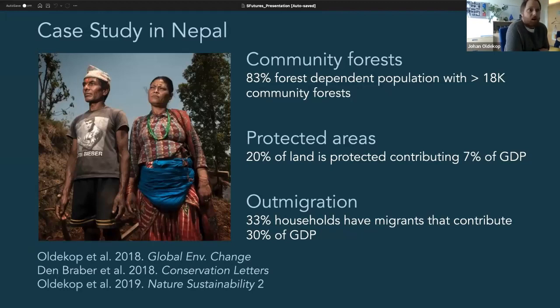The country also has a large protected area network. Approximately 20% of the land is under protection. And the tourism industry contributes approximately 7% to the country's GDP. And much of that tourism is actually linked to protected areas and ecotourism.